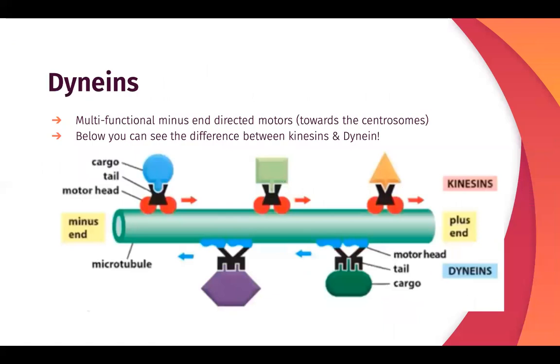And then we got dyneins, which are just multifunctional minus end directed motors, which goes towards the centrosomes, right? Because that's where our minus end is. And this is kind of a confusing picture about kinesins and dyneins and arrows pointing to the direction they're going. And they're holding fun things.